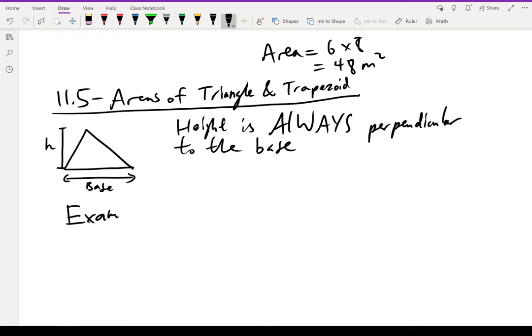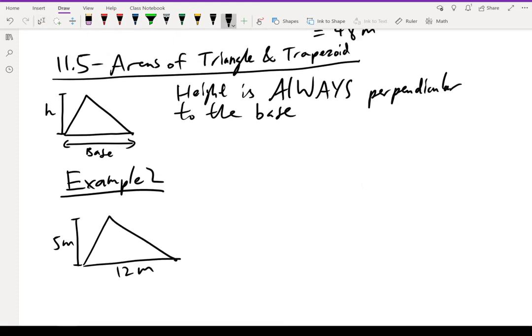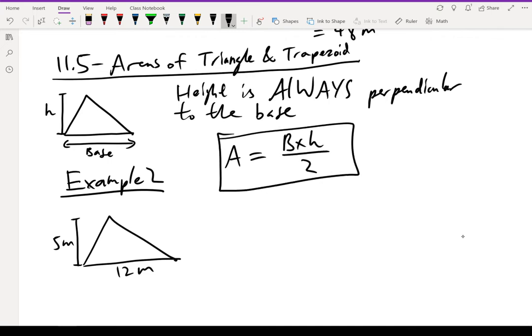Example 2. So I'm going to start off with a simple example. Using this triangle over here, we have a base of 12 meters, and the vertical height over here is going to be 5 meters. And so, oh, I forgot to write down the area formula. So the area is base times height divided by 2. That is the area of a triangle. Remember this: base times height divided by 2. Base times height divided by 2.